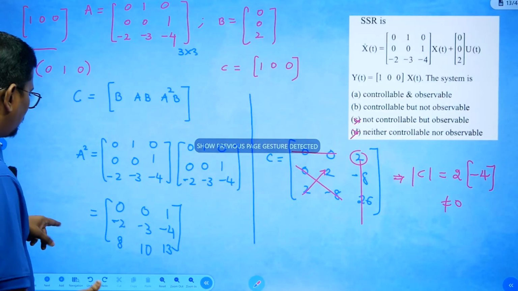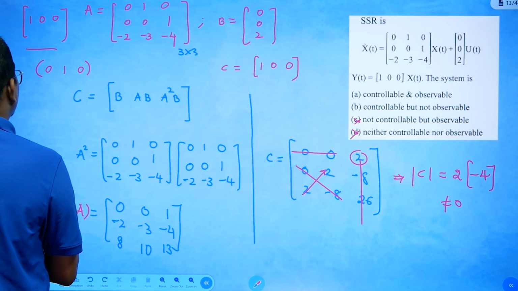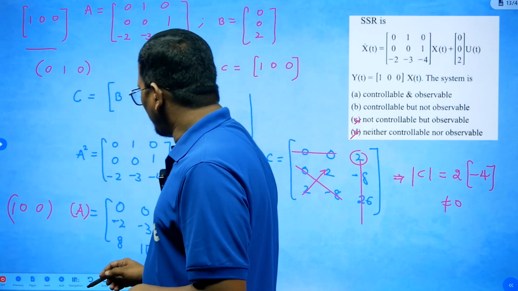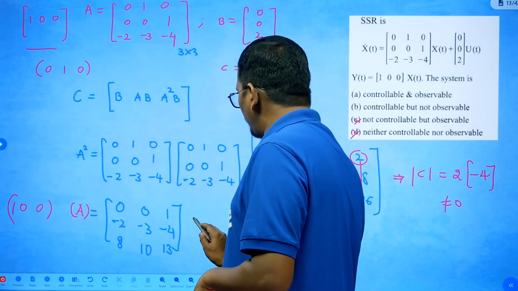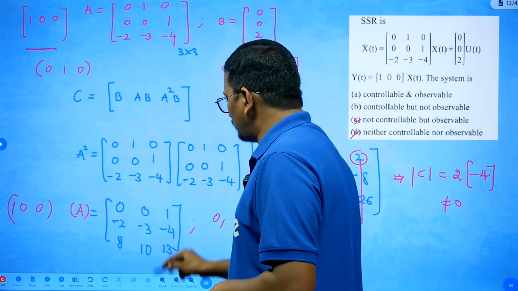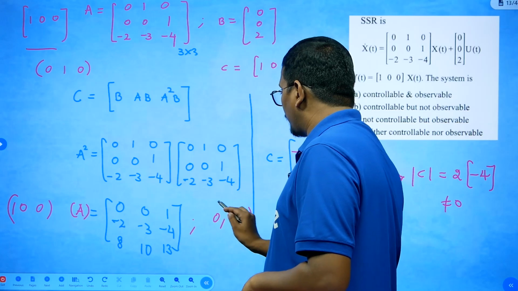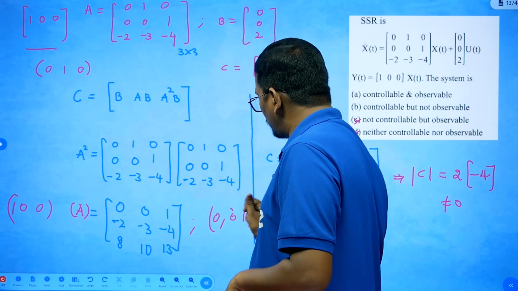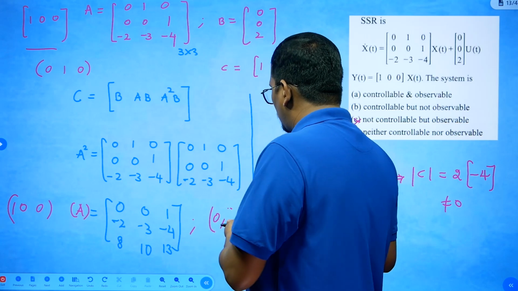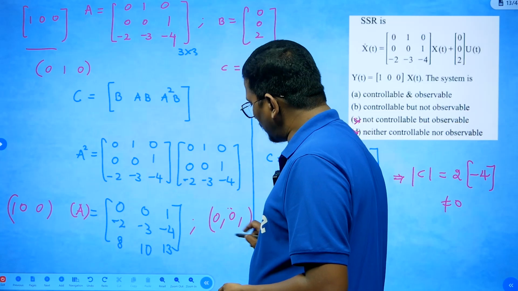Now CA square. So this is A square we got. What is C here? 1, 0, 0. Multiply 1, 0, 0. Everything will be 0. 1, 0, 0 multiply, again 1, 0, 0. Again 0. Again 1, 0, 0. You got 1 here. Understand? 0, 0. This is 0, 0, and finally 1, 0, 0 multiplied with this, you will get 1. So 0, 0, 1 you got.